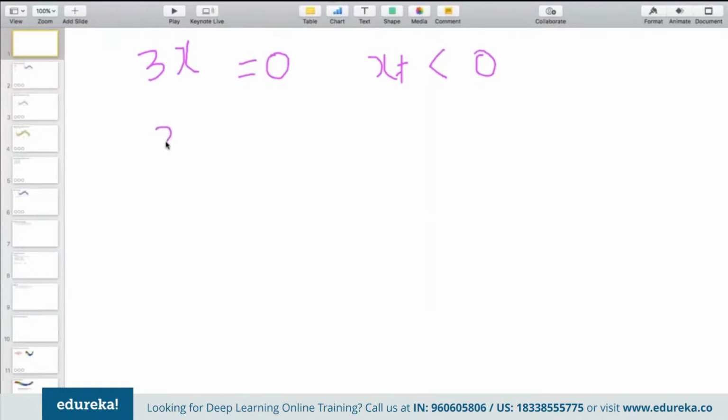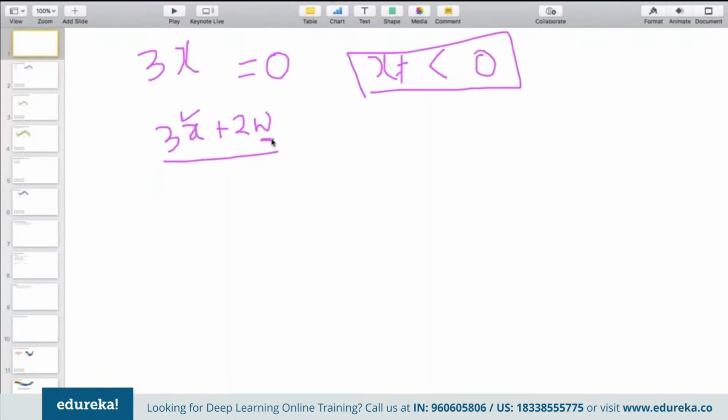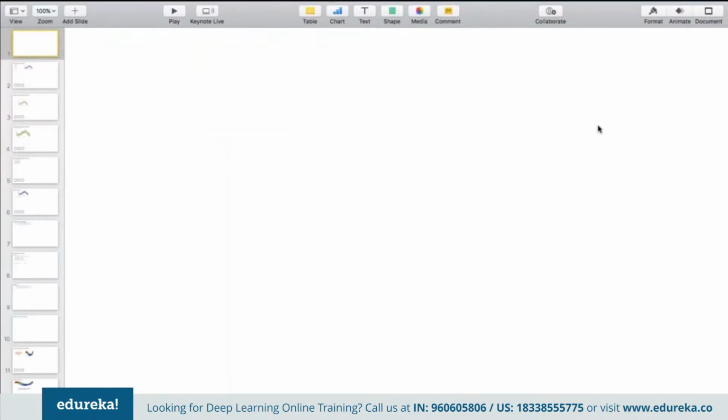Now let's say I have added some constant, something like this, and the same constraint remains. Then to make this value minimum, I have a constraint that x cannot be less than 0. If I need to minimize this equation, I have to bring the value of w as minimum as possible. This process is used to force your model to learn less complex weights.